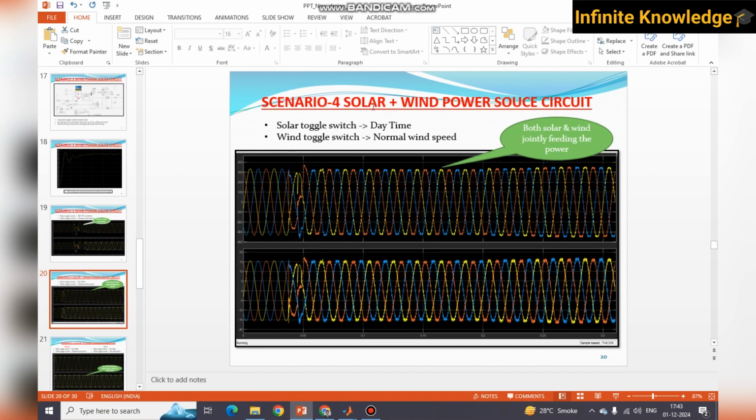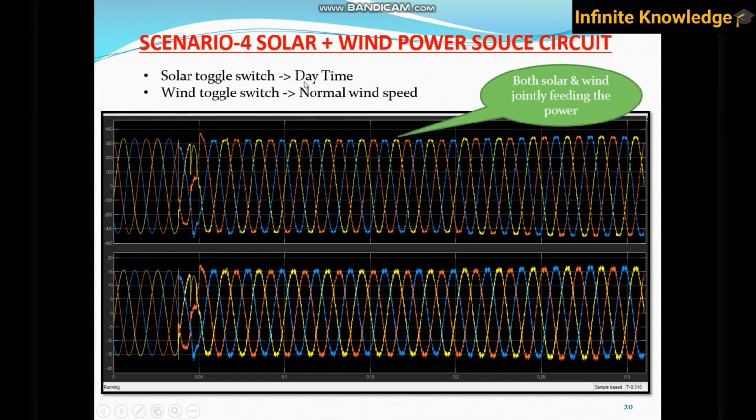Then we can transit from solar to wind and wind to solar by a similar situation, where initially it is daytime and wind is normal. So solar and wind both are together and jointly feed the power. This is our scenario 4. Initially the grid is there, after some time solar is there, and after some time whenever wind starts, at that time solar and wind both are together and supply the total load.